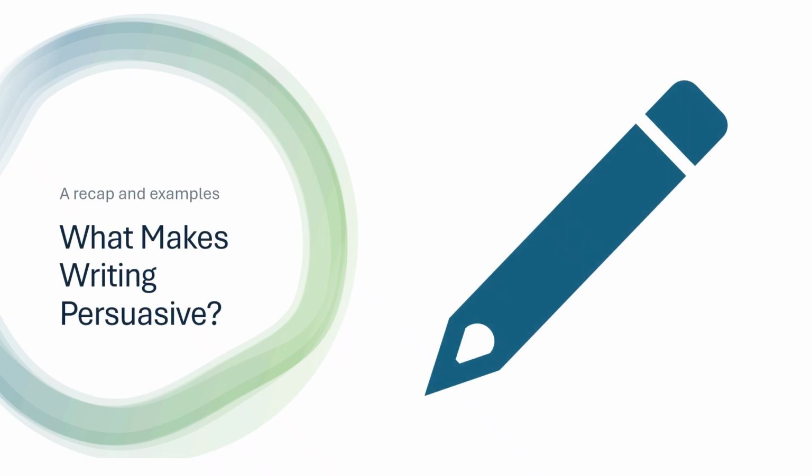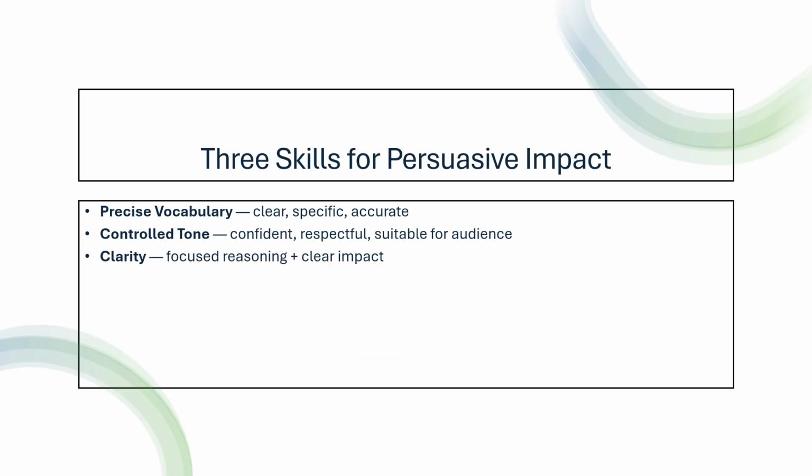We're going to have a recap of what we've covered so far in terms of what makes writing persuasive, and then we're going to advance and have a look at putting it into action. We have discussed that there are three skills for persuasive impact: precise vocabulary, controlled tone, and clarity.